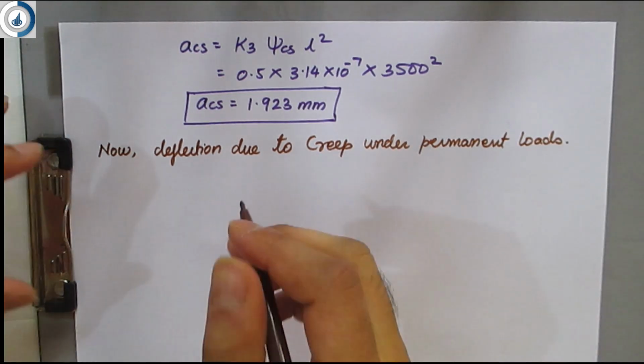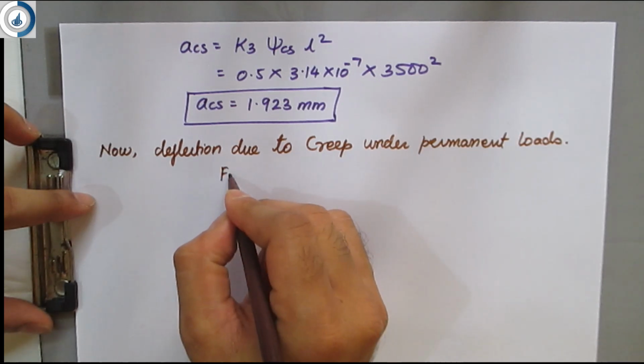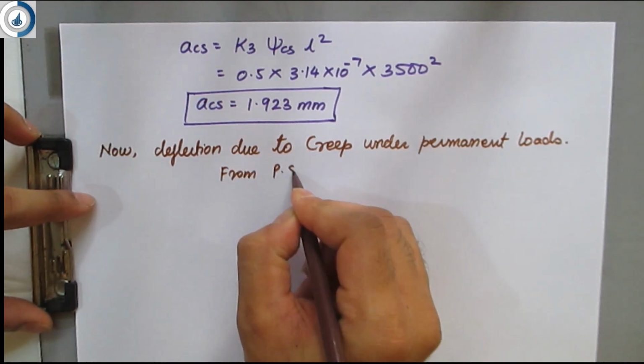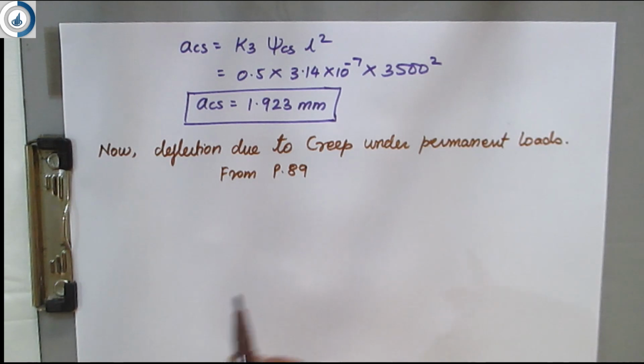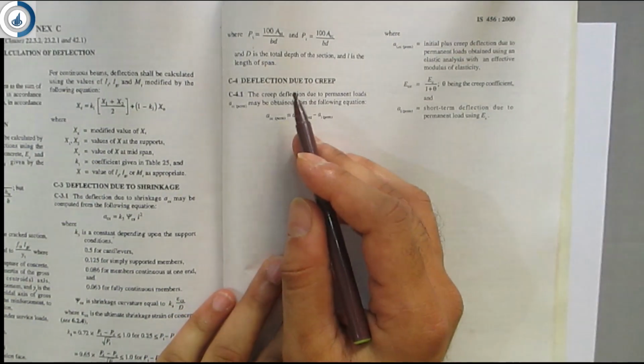loads. So don't worry, the formula is given again on page number 89 this time. From page number 89, I will show you the formula. So this is your page number 89. So, deflection due to creep.